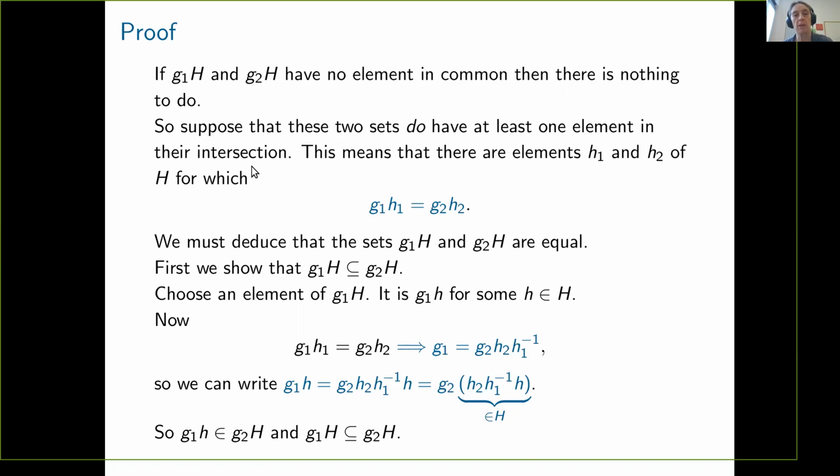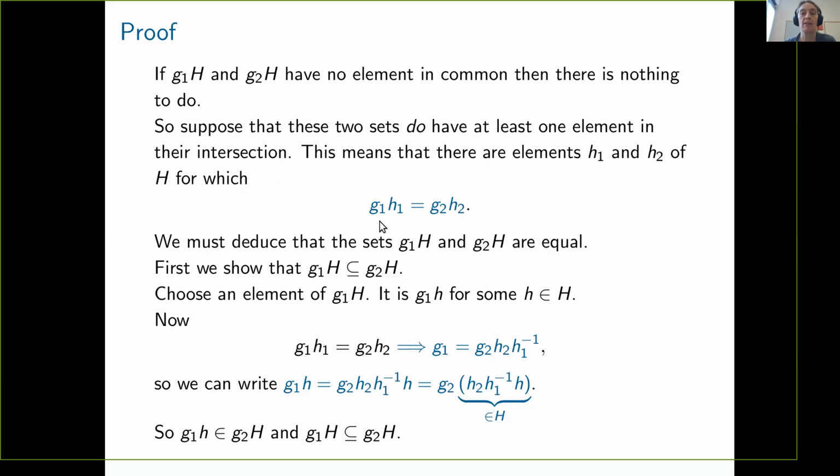That means there's an element that belongs both to g1H and g2H. The fact that this element belongs to g1H means that it has the form g1h1 for some element h1 of H. The fact that the same element belongs to g2H means it has the form g2h2 for some element h2 of H. So what we can say is that there's a pair of elements h1 and h2 in the subgroup H with the property that g1h1 is equal to g2h2, and the multiplication here is just the operation in the group G.